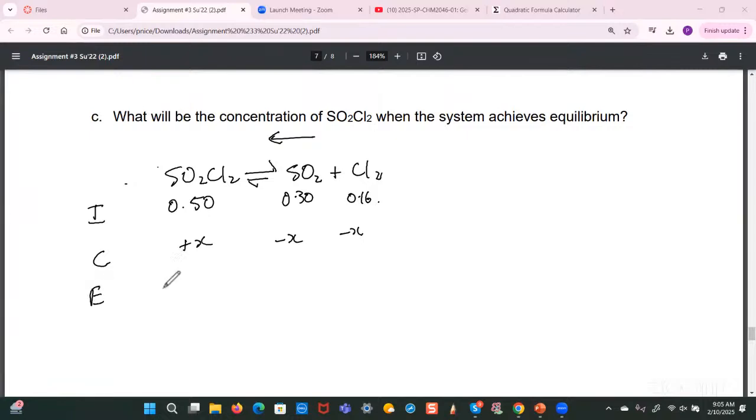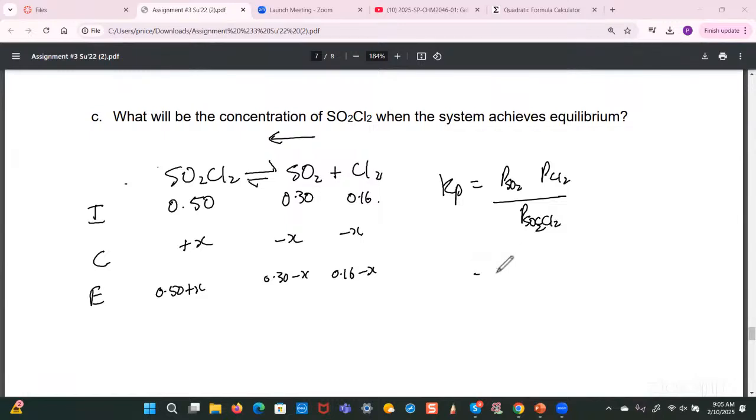So at equilibrium, you're gonna have 0.50 plus X. Here you're going to have 0.30 minus X, and here you're gonna have 0.16 minus X. And then we write down the Kp expression. Kp would be equal to the pressure of SO2 times the pressure of chlorine divided by the pressure of SO2Cl2. And then we put the terms in. We're gonna have 0.30 minus X multiplied by 0.16 minus X, and then divide by 0.50 plus X, all right? And then this will be equal to Kp.